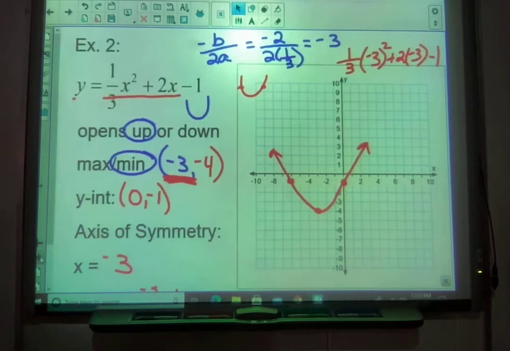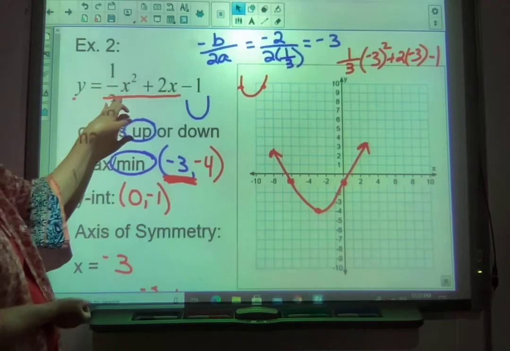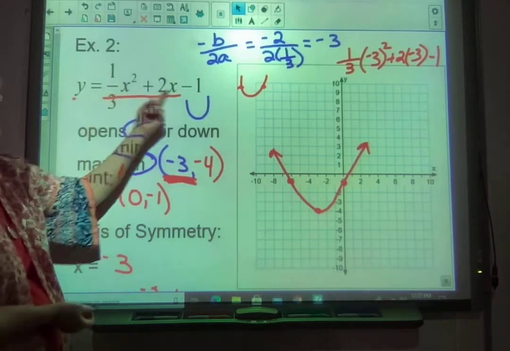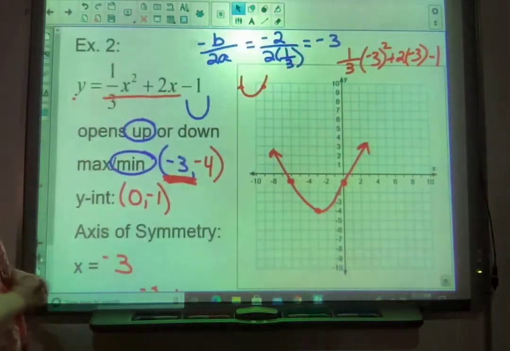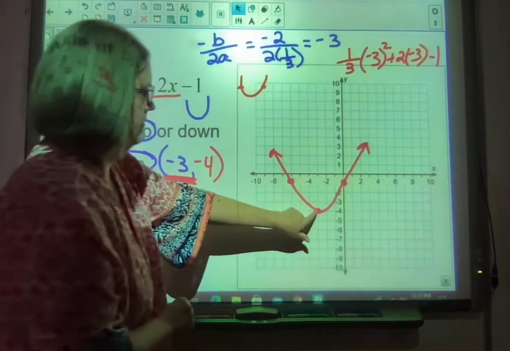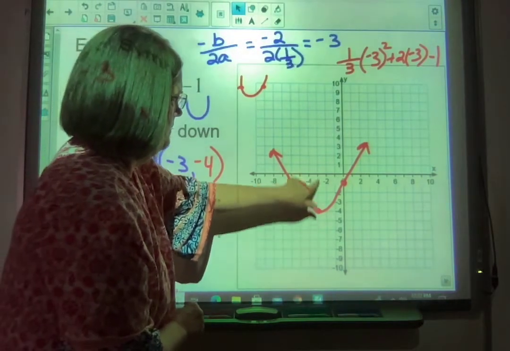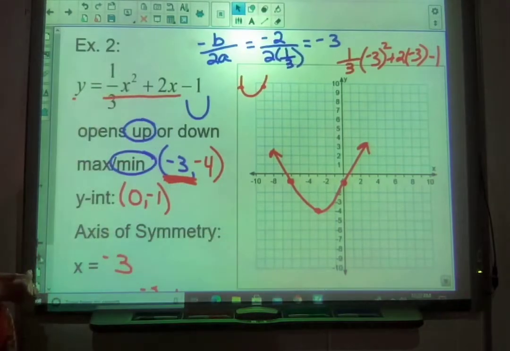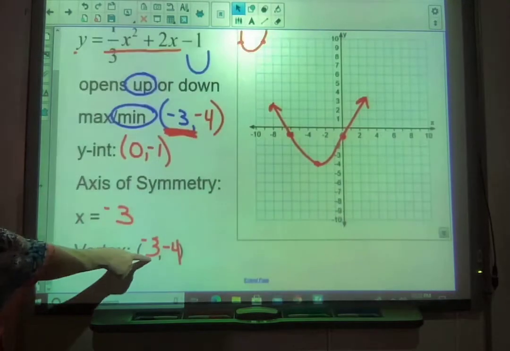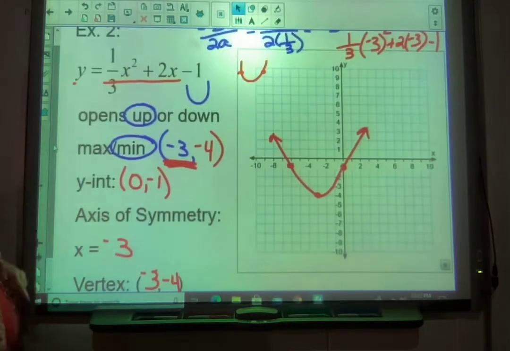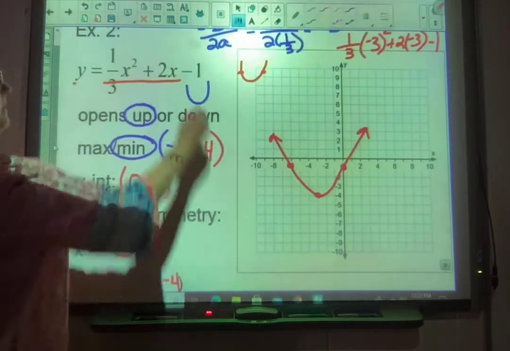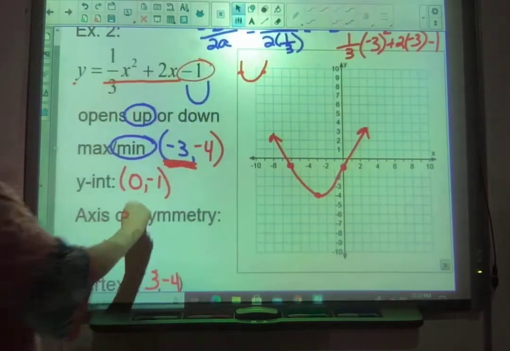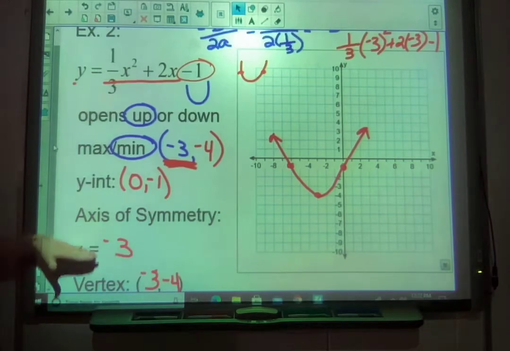All right. Looking at this one, how does it open? It opens up, it's positive. Plug it into Desmos, you'll get this graph here. Your minimum point is -3, -4, right here. -3, -4, that's your minimum. That's also your vertex. Your y-intercept is the point 0, -1. Again, plug 0 in, and it's always going to be the constant. 0, -1. The axis of symmetry is x equals -3.